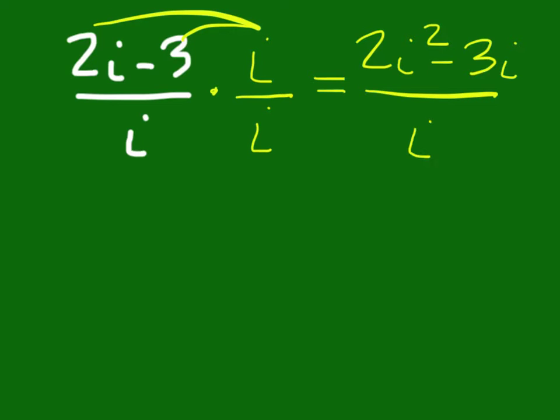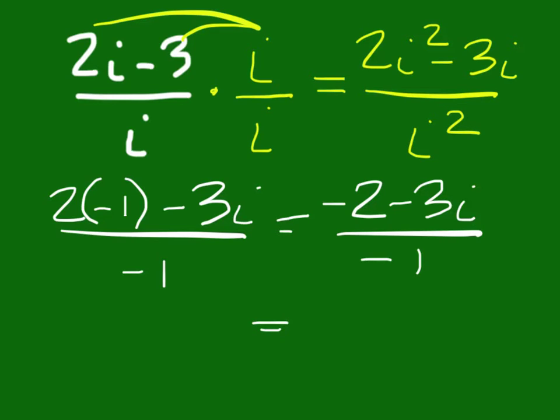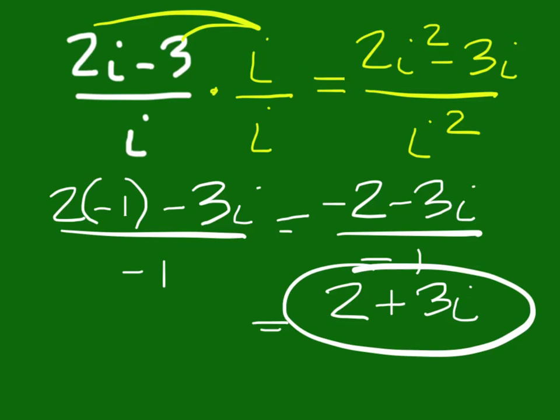On the bottom, you have i squared. So again, we can simplify our i squares and make them negative 1s. 2 times negative 1 is negative 2. And then I have that negative 1 on the bottom. So I have to change the sign of everything and then drop that 1 from the bottom. So I would have 2 plus 3i, and the 1 that's on the bottom would go away. 2 plus 3i is the answer.